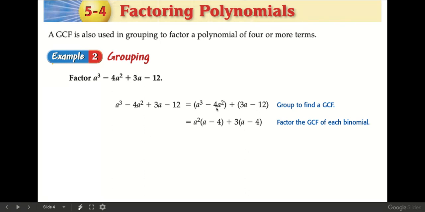So now I factored each one of these separately. Now I'm back to having 2 terms. I have this term plus this term. Now, if you notice, both of these terms have something in common. They have that parentheses in common. That factor is in common. So I can divide that out. I can factor that out. So if I factored out a minus 4, it leaves me with a squared plus 3.